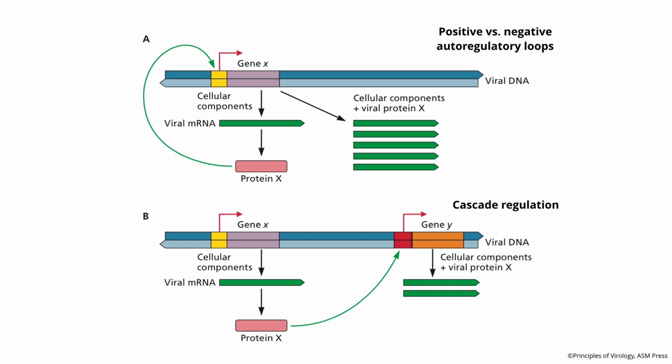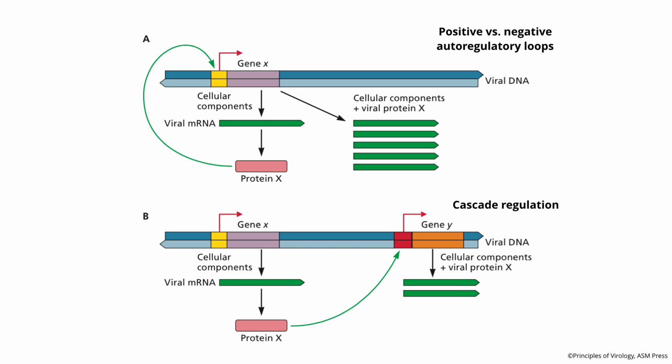You can also have negative autoregulatory loops like this. After a while, you've made a lot of protein X. Maybe you don't need it anymore. So protein X can then, under certain conditions, turn off its own synthesis. So you can have positive or negative loops. That's one kind of regulation that we're going to see a lot of.